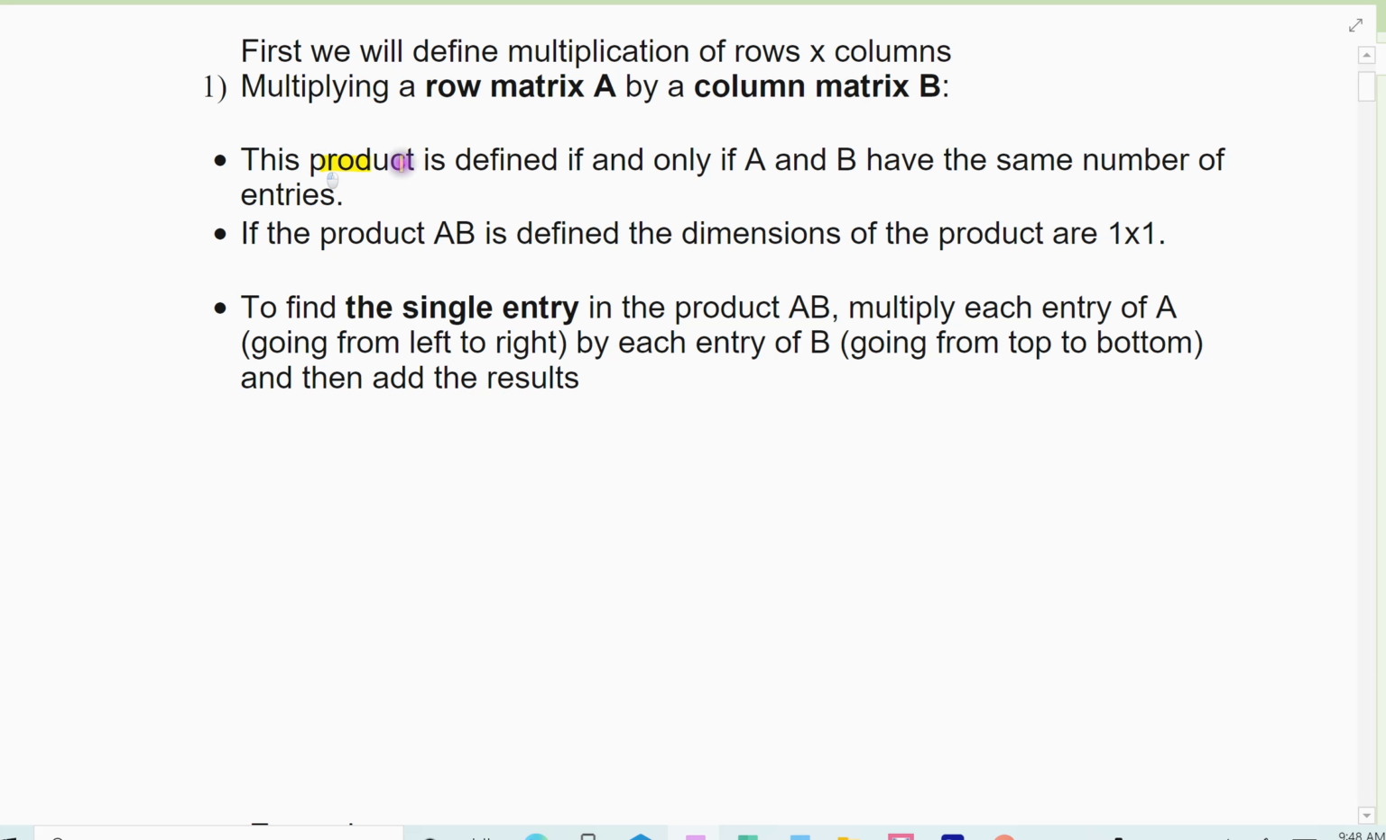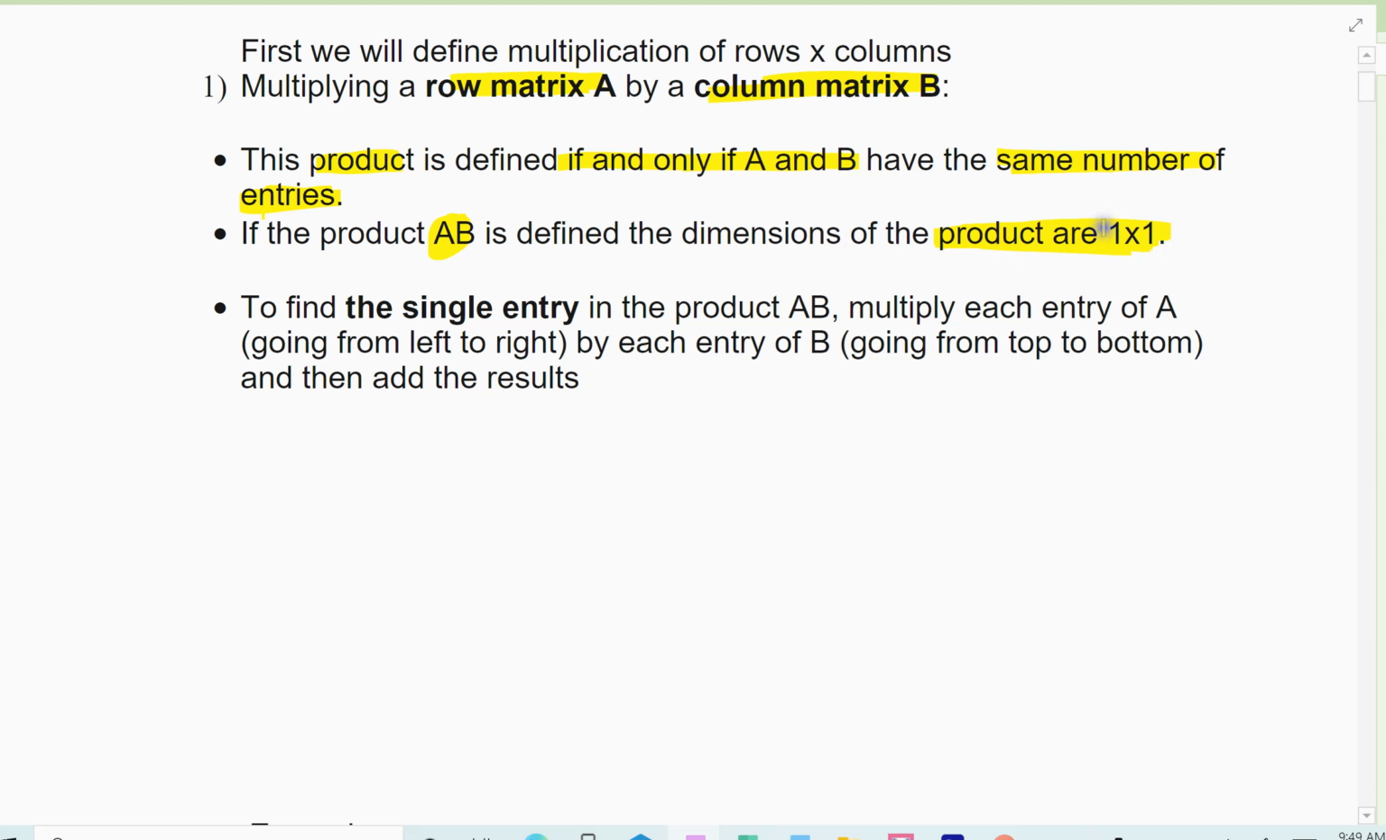So a product, a multiplication, is defined if and only if my row matrix A and my column matrix B have the same number of entries. So if A is a row with 5 numbers in it, in order to multiply it times B, B also has to have 5 numbers in it, oriented differently, right? A is oriented as a row of 5 numbers. The column is oriented as a column of 5 numbers. When you multiply the row by the column, you get one number out of your product. Exactly one number.